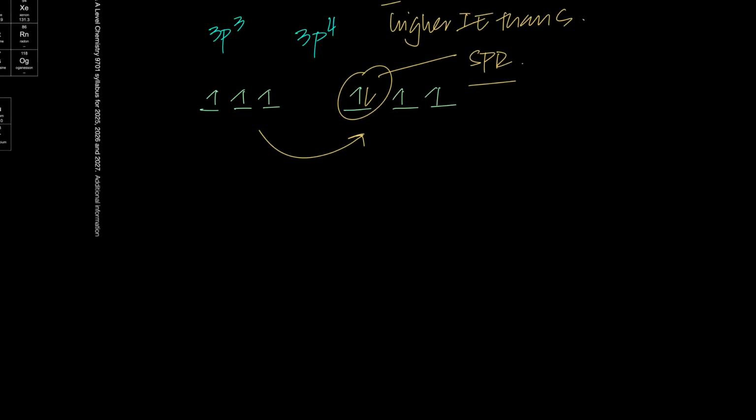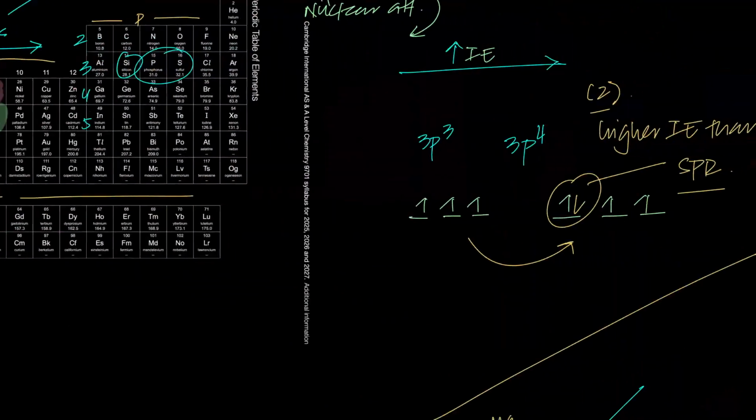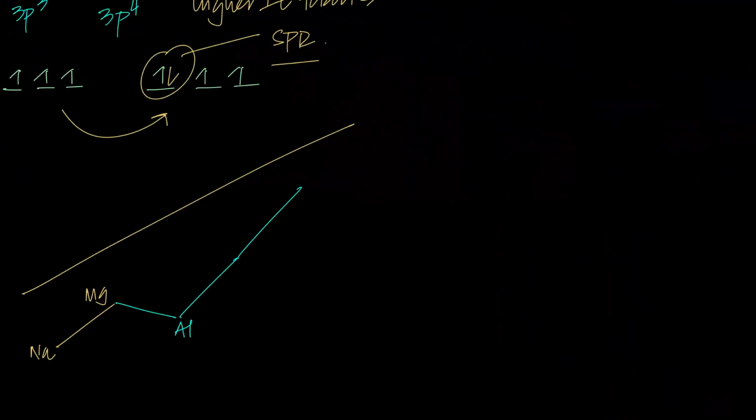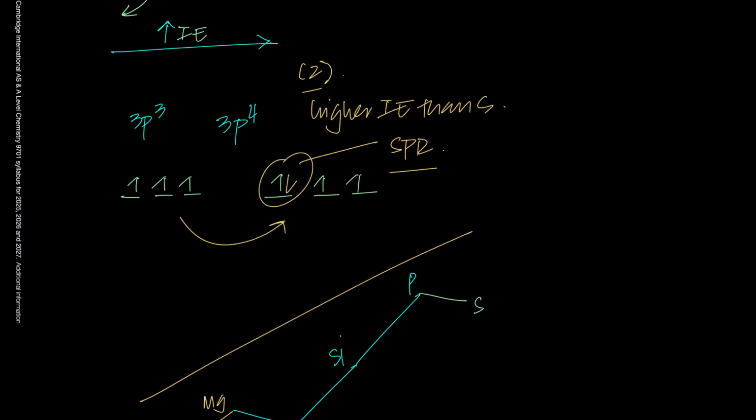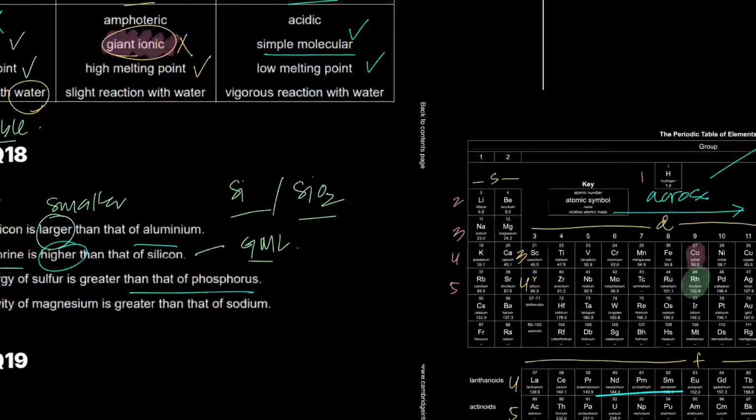So if you go across the period, we know that we don't see a simple trend. What we see is that from sodium to magnesium, the ionization energy increases. Then from magnesium to aluminum, it decreases, and we know why, because of that additional shielding. Then it increases from aluminum to silicon, then silicon to phosphorus. And then between phosphorus and sulfur, there is a dip. Ionization energy decreases because of this pair repulsion. And then again, ionization energy increases and increases. So this is the graph that you see for ionization energy, right?